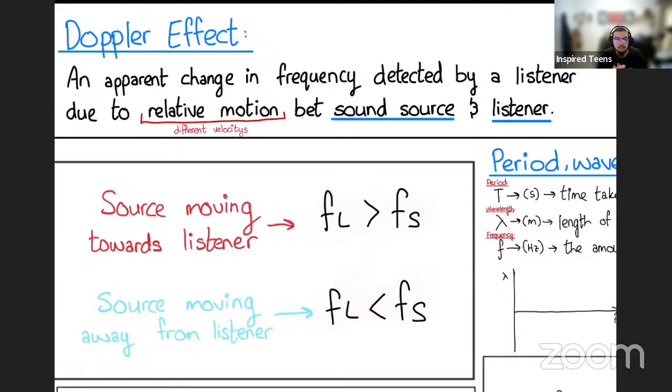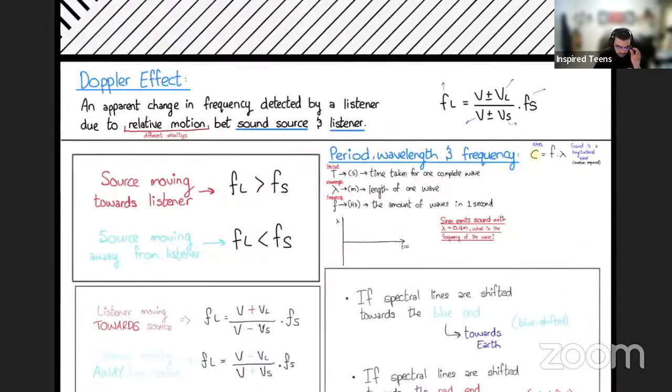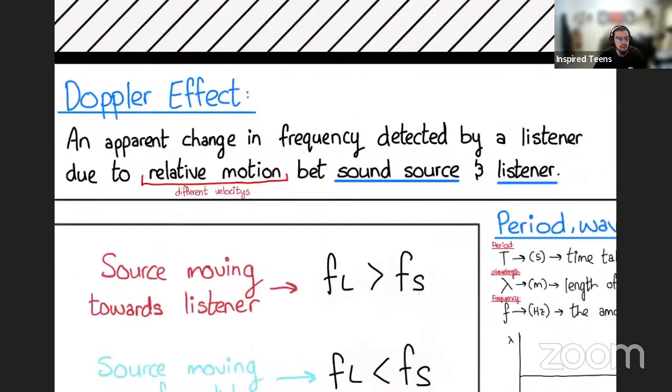If the sound source and the listener are both traveling at a certain speed, provided that they are traveling with different velocities, the Doppler effect will be observed. Hopefully we can understand this more as we go along. But one more time, an apparent change in the frequency detected by a listener due to relative motion between the sound source and the listener.